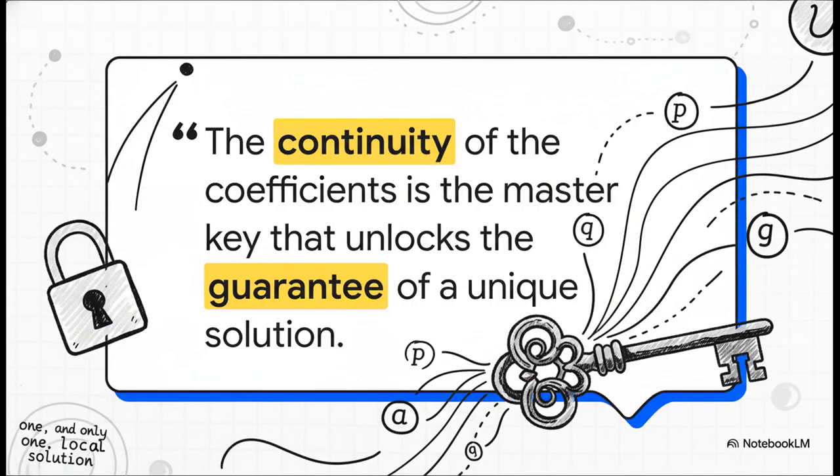And that really is the heart of it, isn't it? For these second-order linear equations, just checking for the continuity of those three simple functions, p, q, and g, that is the master key. It's what unlocks the certainty that your problem has one and only one local solution.